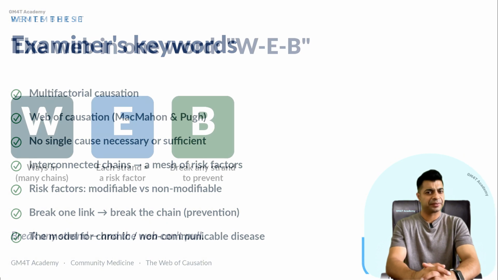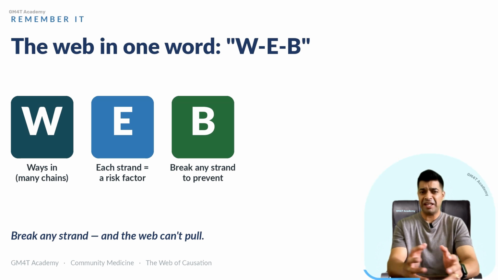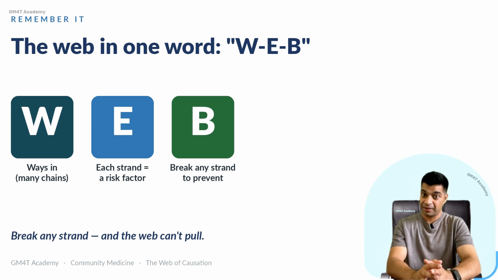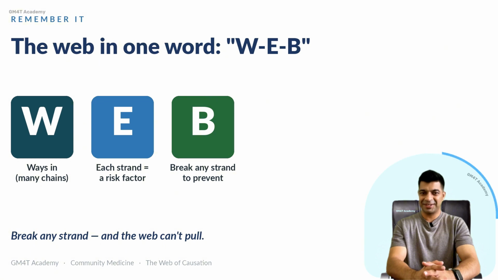Time for a mnemonic. Let's shrink the whole idea to one word. WEB, web. W, many ways in, multiple chains, no single cause. E, each strand is a risk factor and they interlink. B, break any strand to prevent the disease. WEB, web. 3 letters, full marks.